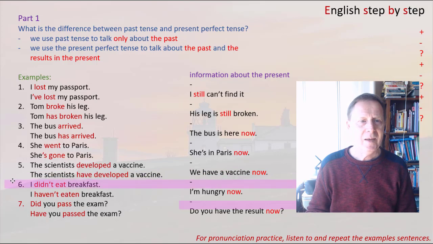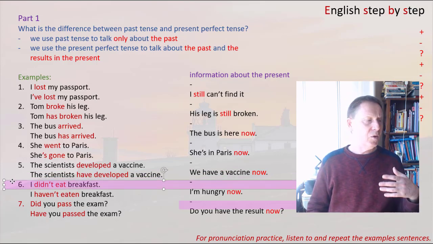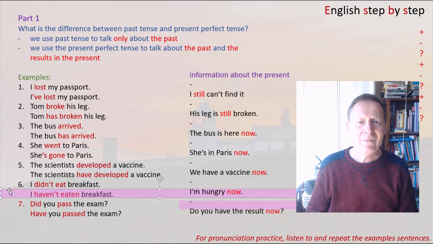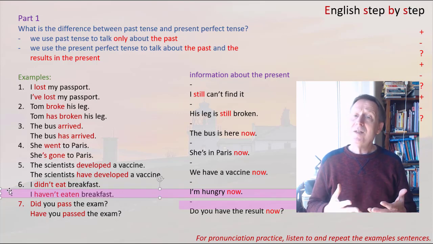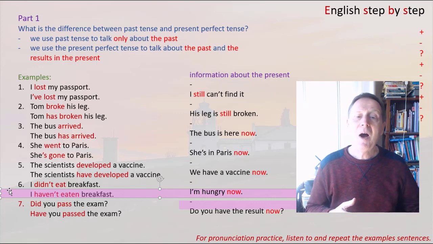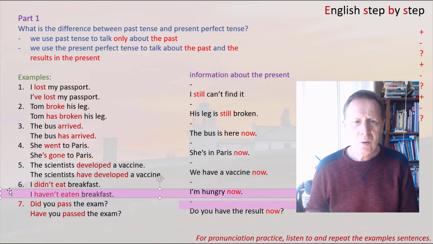Next one. I didn't eat breakfast. Now this could be last week. It could be last month. It could be any time in the past. This one, I haven't eaten breakfast. Well, this is with information about the present because I'm hungry now. I haven't eaten breakfast, so I'm hungry now.